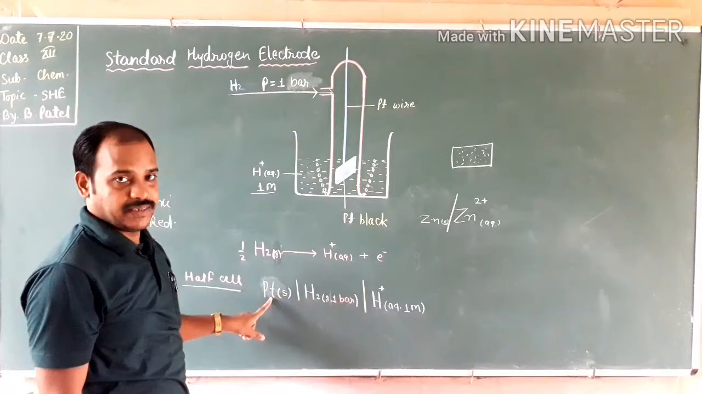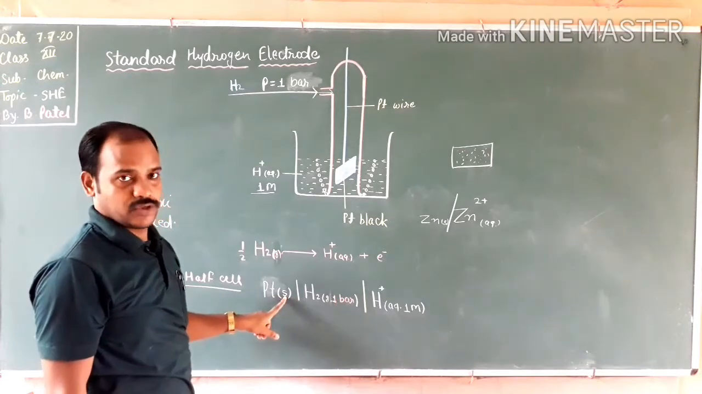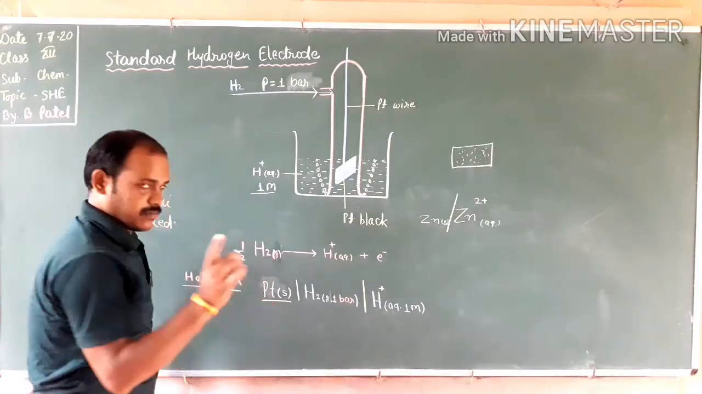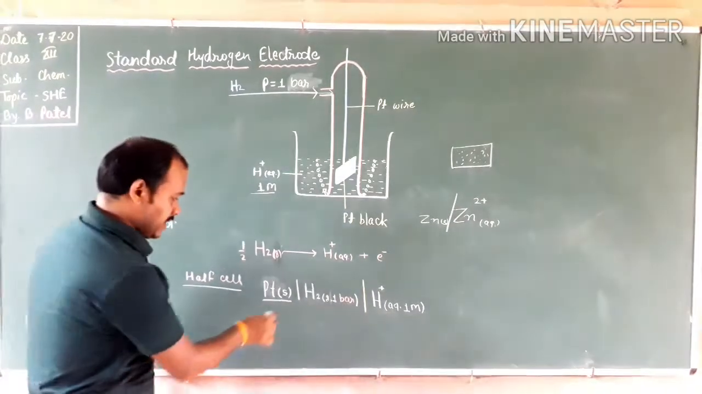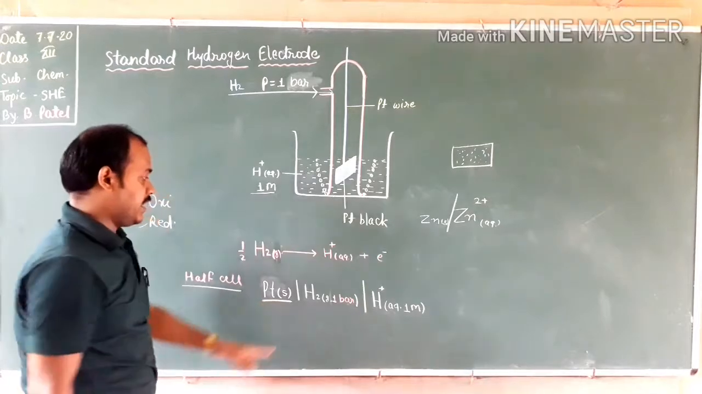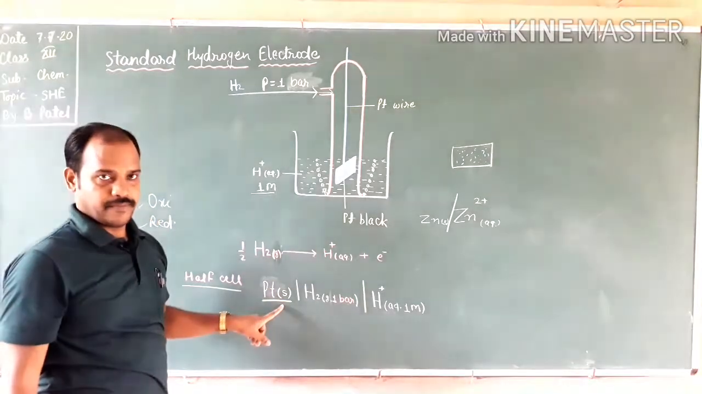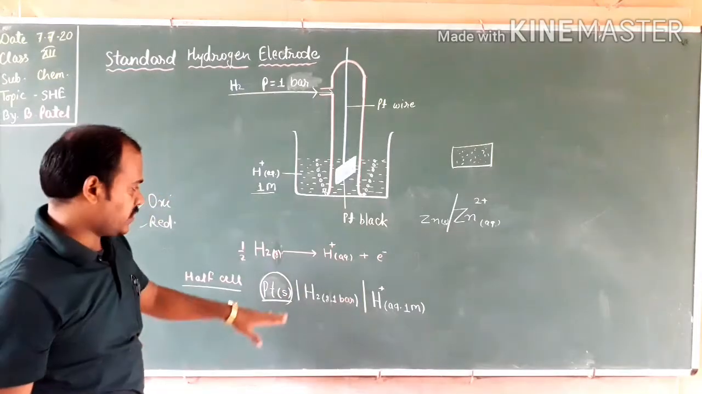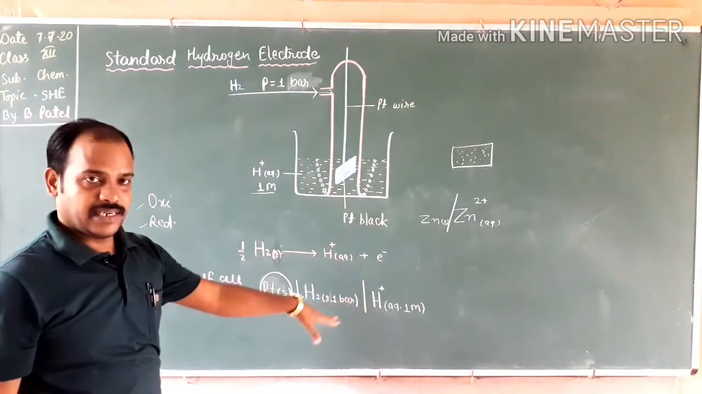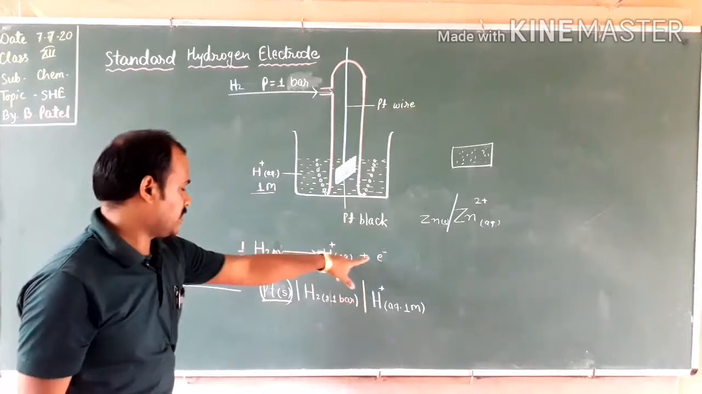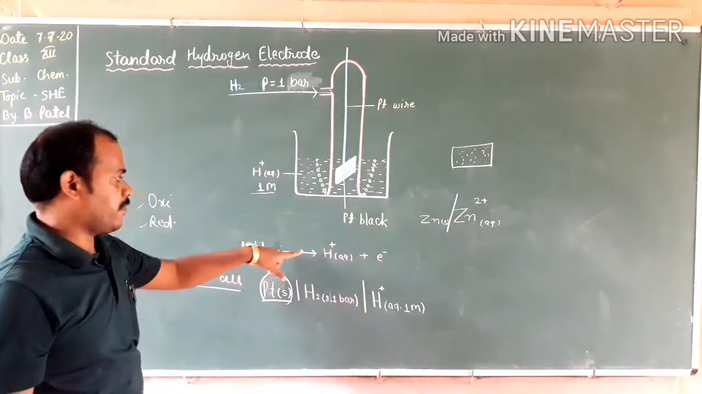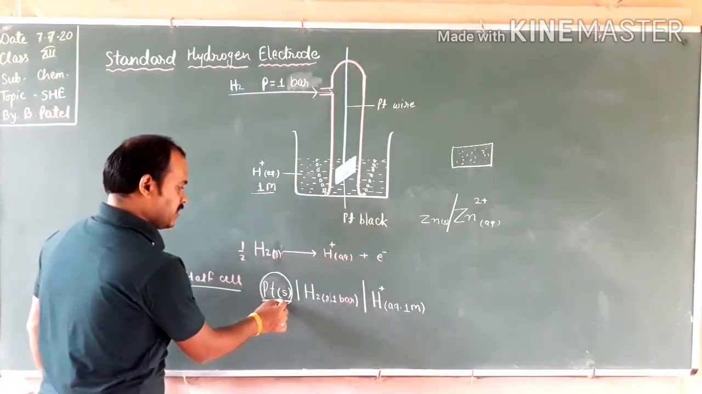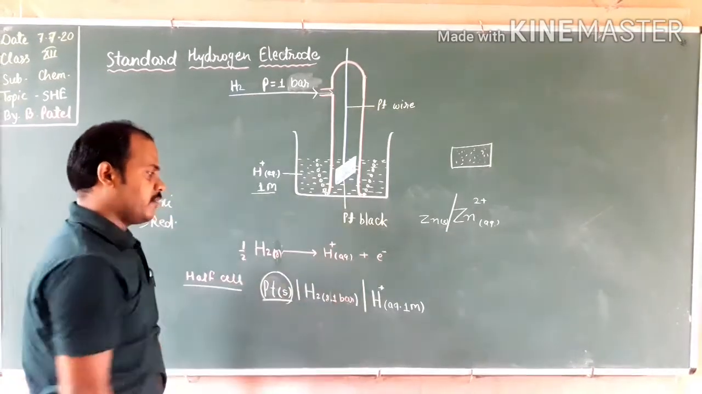So this is Pt, platinum, s means solid. This platinum indicates it is not taking part in the reaction. This indicates only that hydrogen is adsorbed on this metal. It will never participate in the reaction. This will be used only for representing the cell. Here you see, this platinum is not mentioned. Why? Because it is not taking part. So this indicates that hydrogen is adsorbed on this platinum.